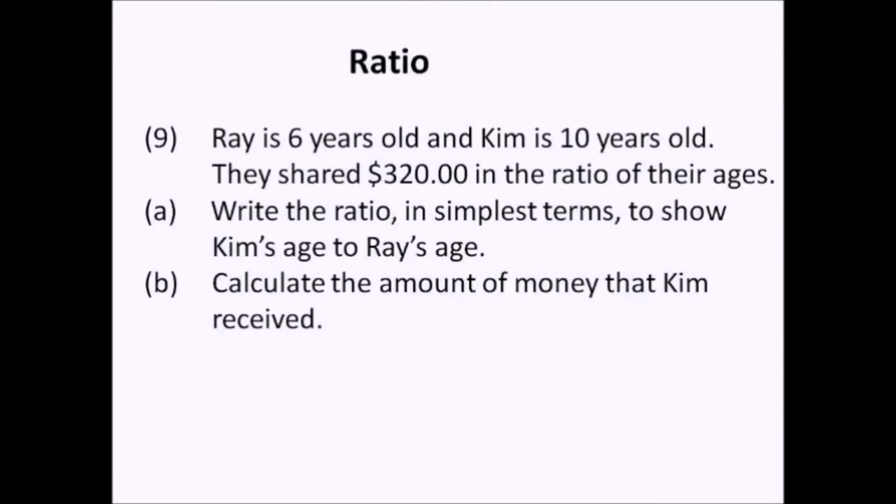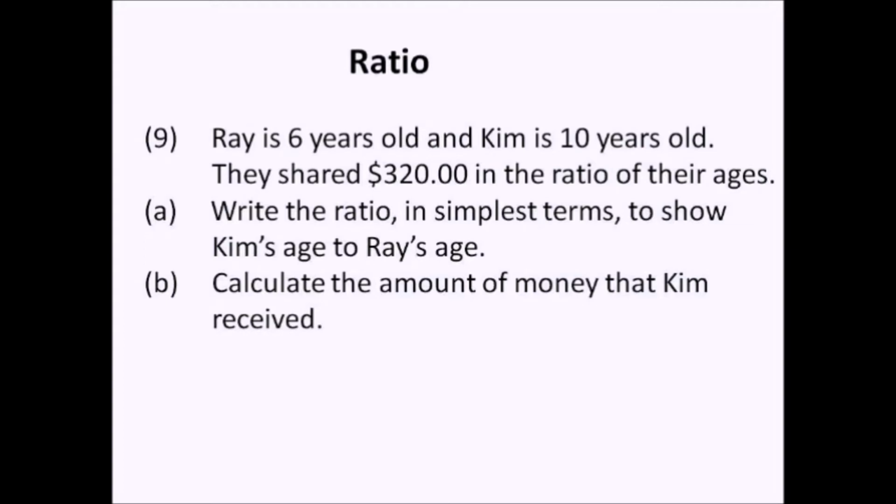Got it? Good. Number 9, ratio. Ray is 6 years old and Kim is 10 years old. They shared $320 in the ratio of the ages. A, write the ratio in simplest terms to show Kim's age to Ray's age. Do that quickly. And then B, calculate the amount of money that Kim received. Only Kim. First, do their ratio. And remember to show Kim's age to Ray's age. That's important, guys. So pay attention to that before you simplify. And then find how much money Kim would get. Just Kim.